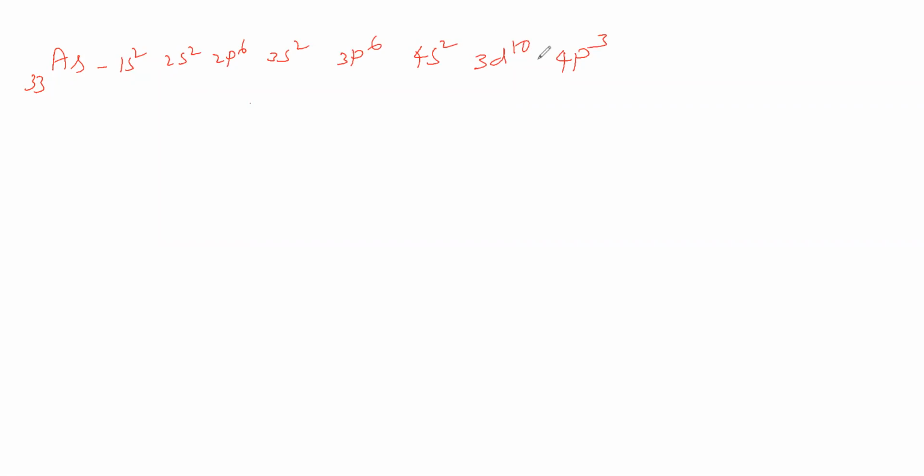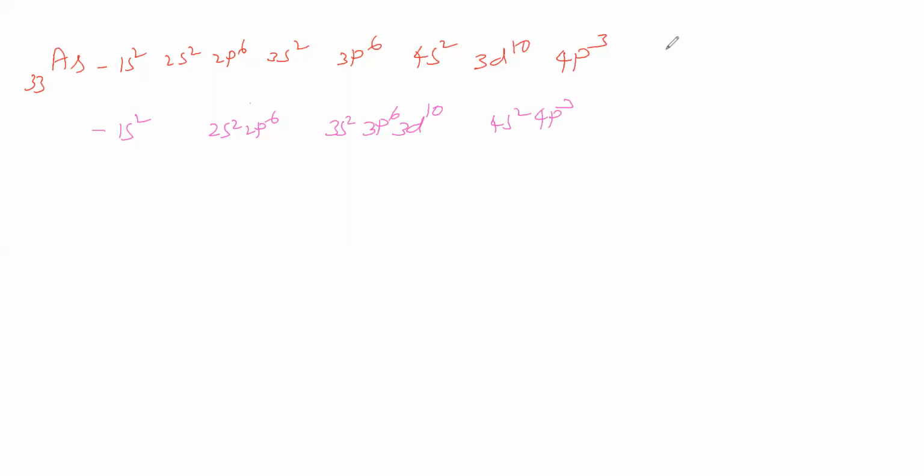Now we will write it shell wise. First shell 1s2. Second shell 2s2, 2p6. Third shell 3s2, 3p6, 3d10. Fourth shell 4s2, 4p3. We have written this electronic configuration shell wise for our understanding.